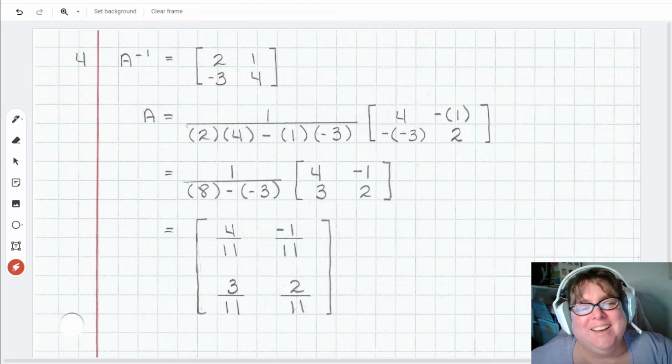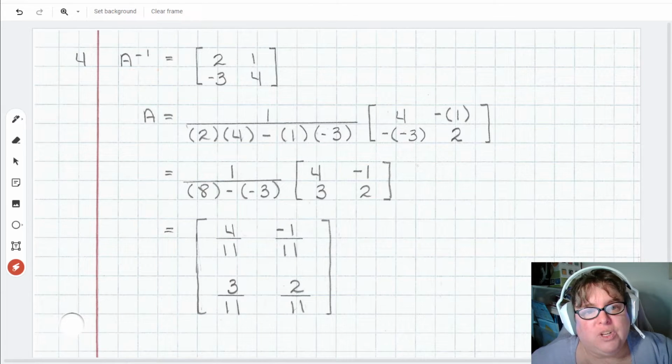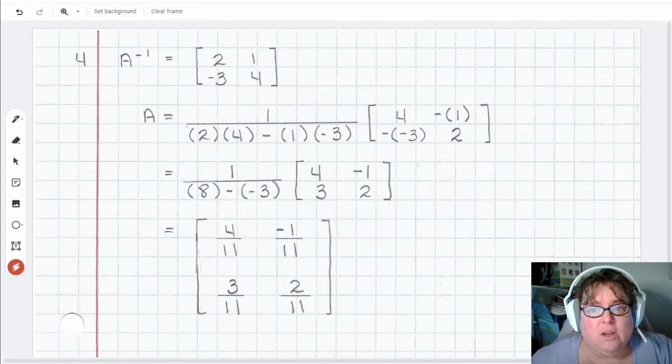Okay, so we have our inverse, which is 2, 1, negative 3, 4. We do the same thing. We switch the A and the D, and the B and the C become negative. So you'll see here, we had a negative 3. We're going to add a negative. So what happens then is that becomes a positive 3, and this one, because it is positive, becomes negative. So you just multiply it by a negative.